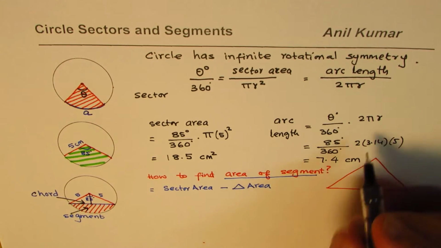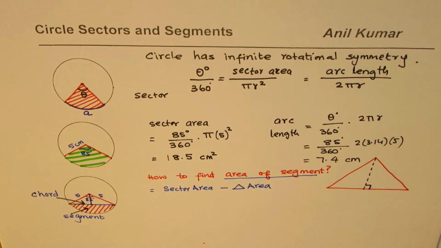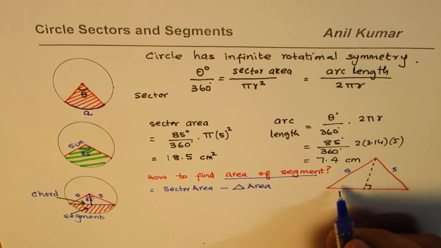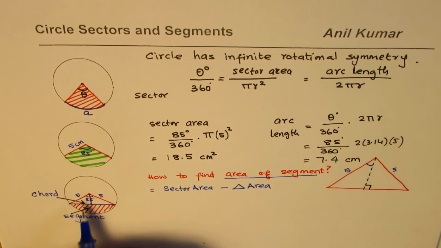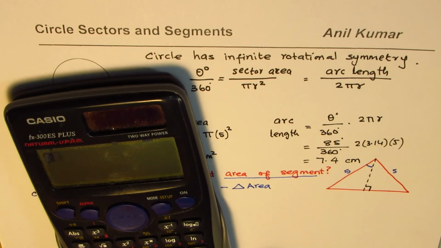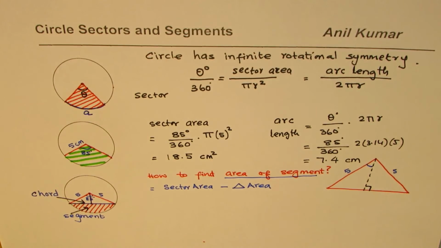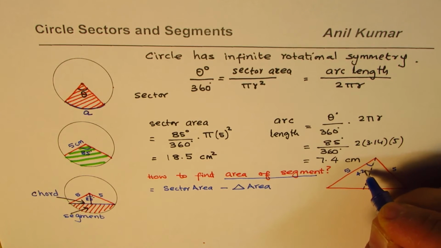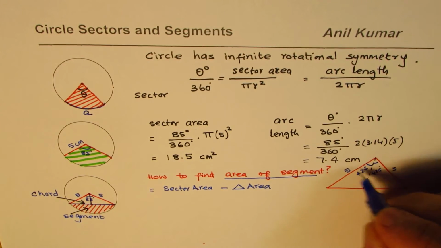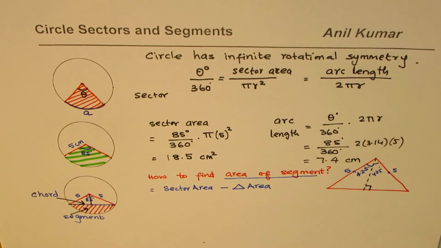Now we will drop a perpendicular from the center. That is the perpendicular, correct? Now we know that the sides are 5 units. We also know what this angle is. This angle is half of 85 degrees. So let me do 85 divided by 2, which is equal to, in decimals, 42.5. So this angle here is 42.5 degrees. This is also 42.5 degrees, since this is an isosceles triangle, both radii should be equal.